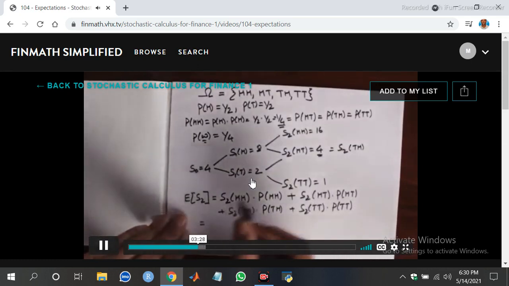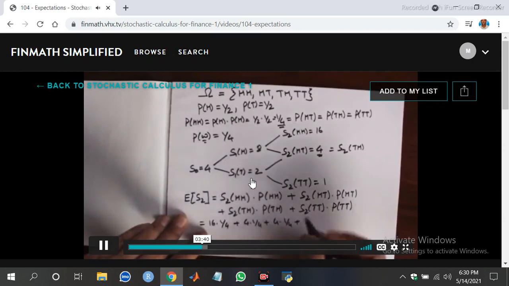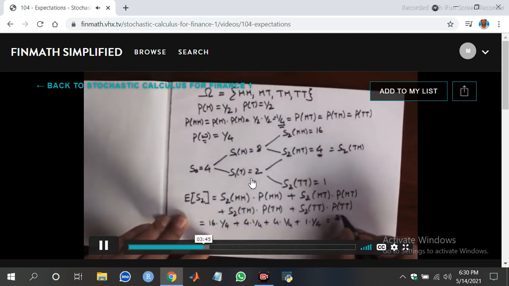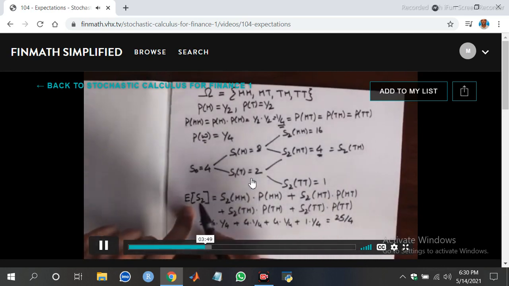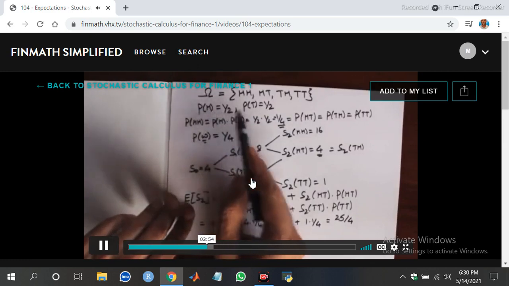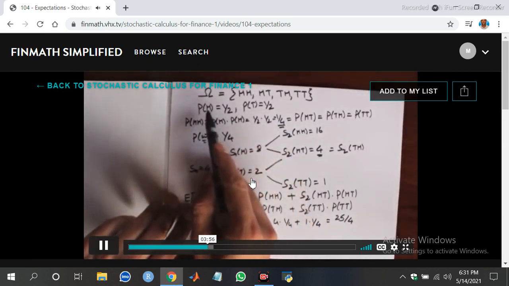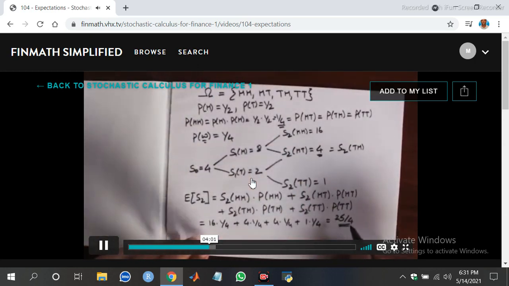Now doing it mathematically, S2 HH is 16 times the probability of each of these outcomes, which is 1 by 4, and this would be 4 times 1 by 4 plus 4 times 1 by 4 plus 1 times 1 by 4 equals 25 by 4, right? So the expected value of S2 under this probability measure, which assigned a probability of a half and half to a head and tail, basically gives us 25 by 4.